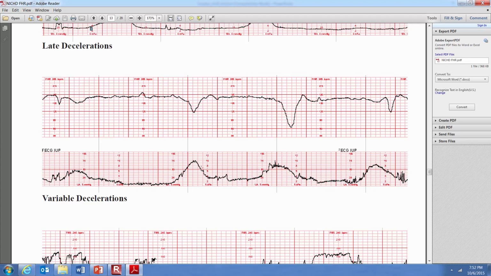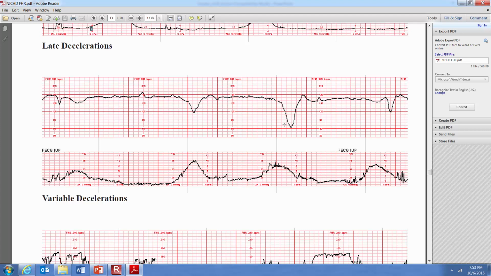So they're not late. If you're questioning whether this is a late, it's not, because it starts the same time the contraction does, it ends the same time the contraction does. Its nadir and the peak are the same. So this is not a late. You might want to argue early. Well, fine, argue early. I don't care.